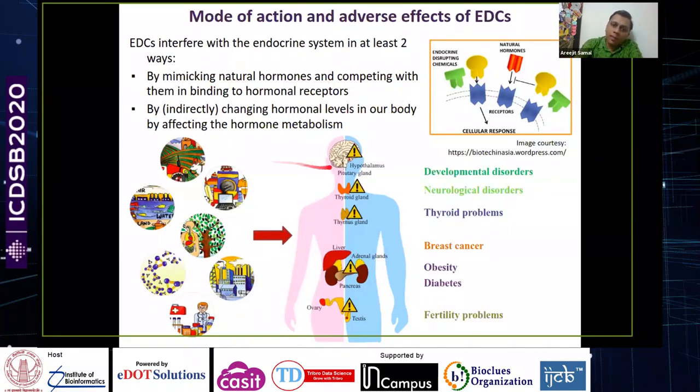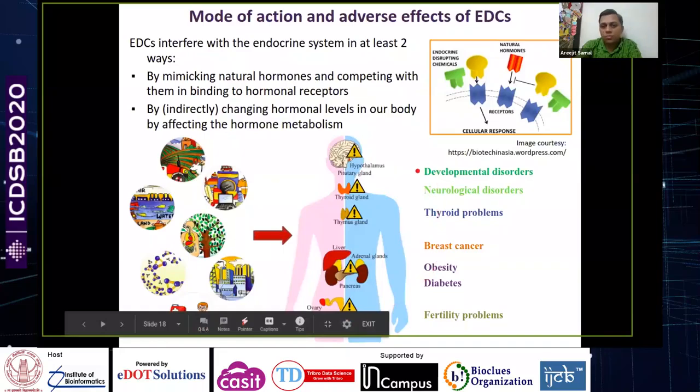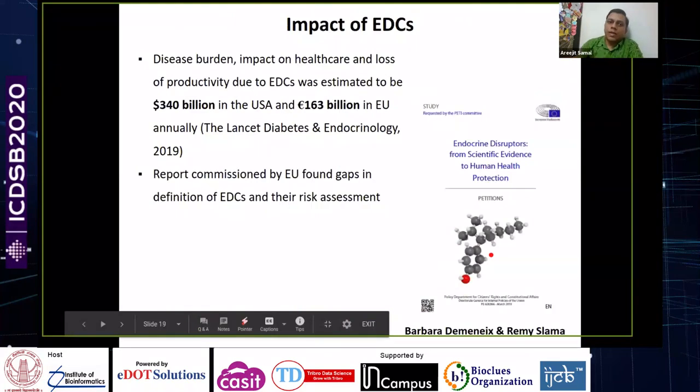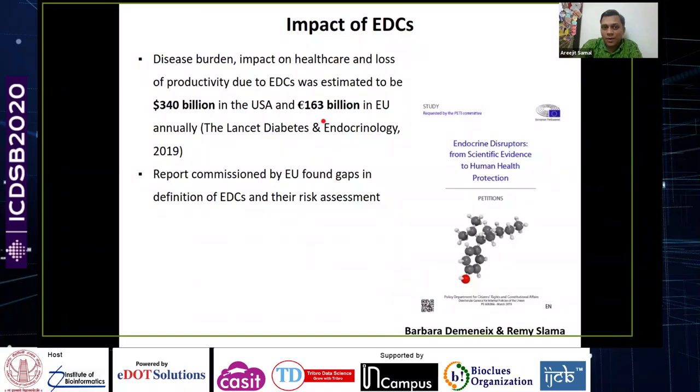So if you are somehow able to disrupt the hormones secreted by these different glands, you can imagine that these chemicals can cause developmental disorders to fertility problems. So it is important to realize that there is a huge burden that the world is facing due to these EDCs. A study in Lancet Diabetes and Endocrinology last year estimated that the disease burden, impact on healthcare, and loss of productivity due to EDCs is more than $300 billion in the US annually and more than 160 billion euros in the EU annually.